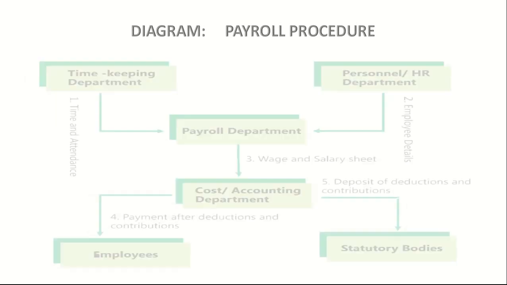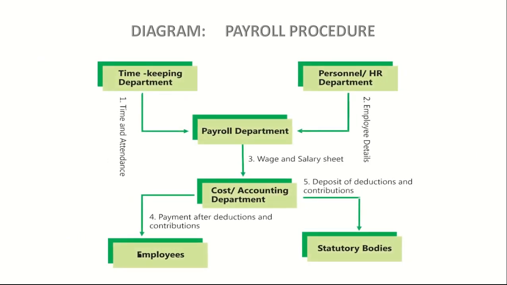Payroll procedure. Steps included in this process are as under. 1. Attendance and time details. 2. List of employees and other details. 3. Computation of wages and other incentives. 4. Payment to the employees. 5. Deposit of all statutory liabilities.